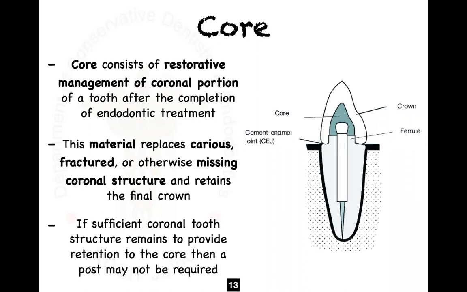Okay, after a root canal is done on a tooth, you have to provide a restoration before you can do a crown. So that tiny small restoration that you do after your root canal is known as the core.